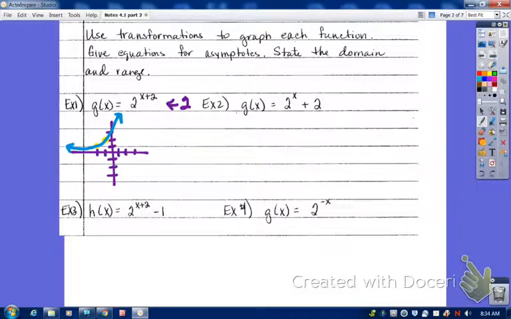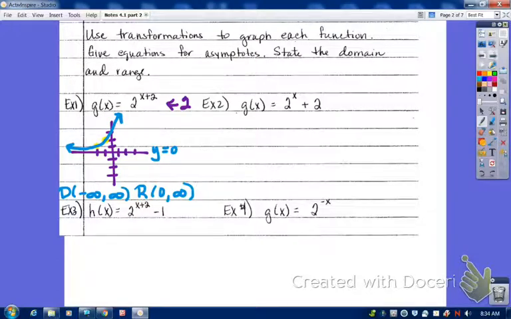Now the directions say use transformations to graph each function. Give equations for the asymptotes and state the domain and the range. So the asymptote is still at the x-axis, which is y is equal to 0. The domain is negative infinity to positive infinity, and the range is parentheses 0 to infinity. Your domain is always going to be negative infinity to positive infinity, because that's just true for all exponentials. They're going to go forever to the left, and they're going to go forever to the right. The range will change based on what your transformation is.